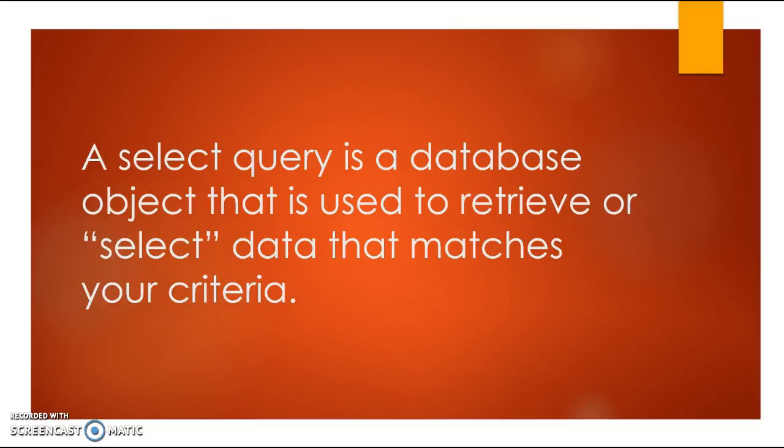Now, let's move to queries. A select query is a database object that is used to retrieve or select data that matches the criteria that we're searching for. So we are asking Access a question, and it is combing through all the data in all the tables and returning the information that matches our criteria. That is called a query in Access.